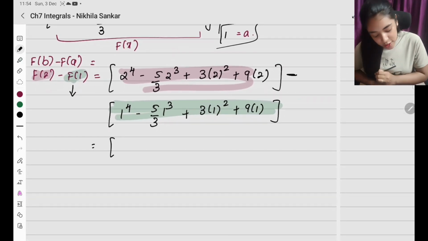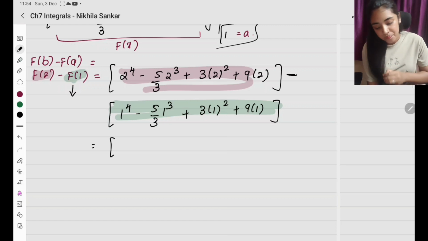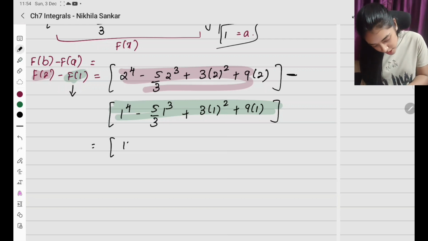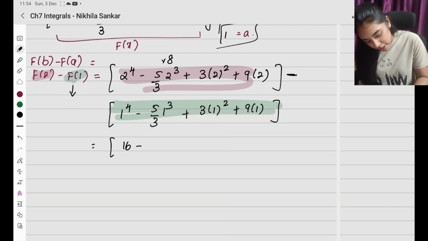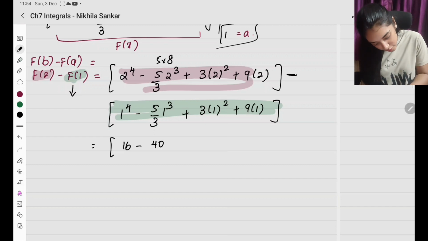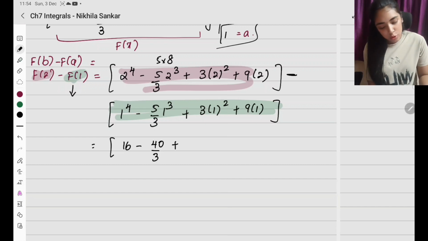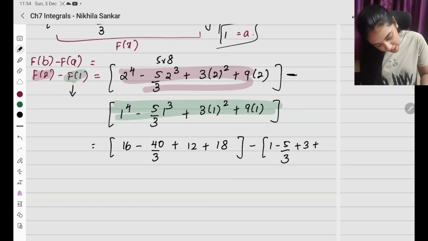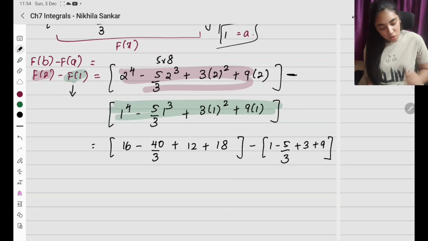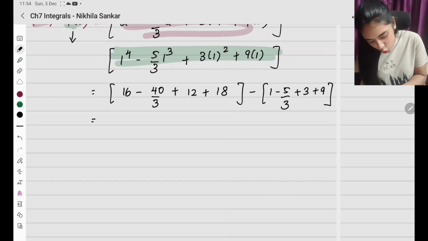So when I open the first bracket, what do I have? 2 power 4 is going to be 2 2s are 4, 4 4s are 16, minus 5 by 3 times 2 cube. So 2 cube is going to be 8. 8 into 5 is going to be 40. So I have 40 divided by 3, plus 2 square is 4, 4 3s are 12, plus 9 2s are 18. Minus in the bracket, 1 minus 5 by 3 plus 3 plus 9. Okay, now when I open the brackets, I add only the values inside.